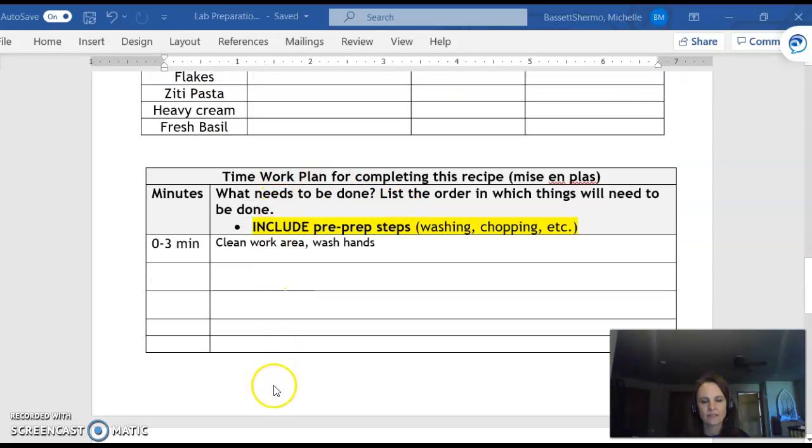And then working down towards the lab plan. If we were in the lab, what steps would you take from start to finish to complete this recipe? So that's what we're looking for here.